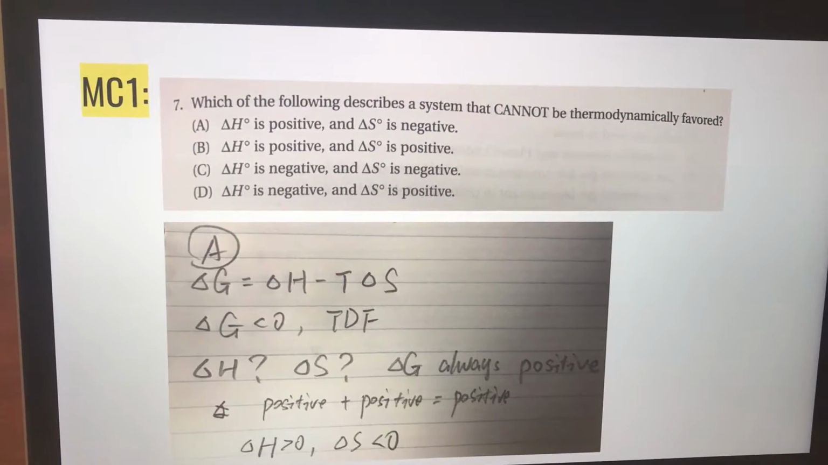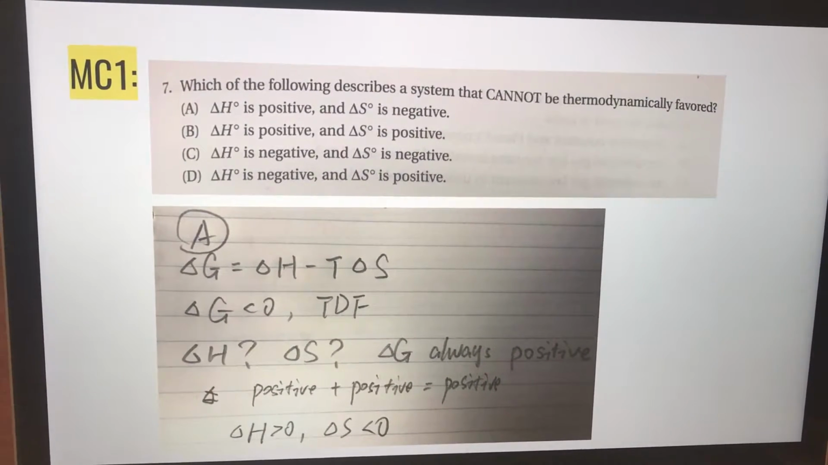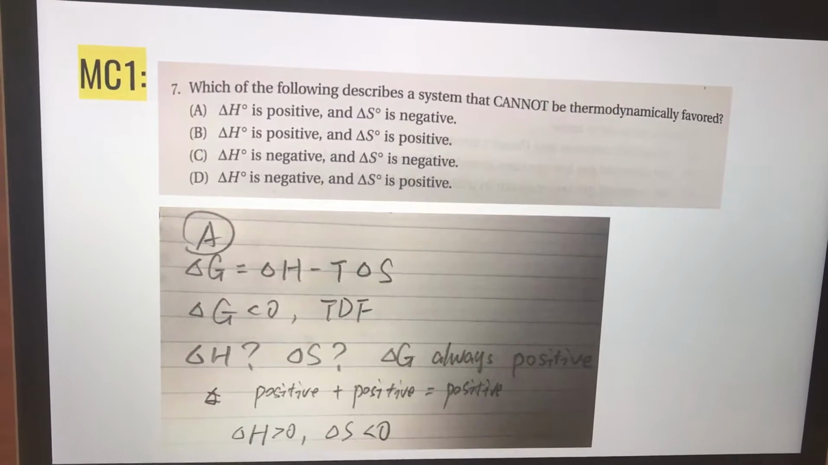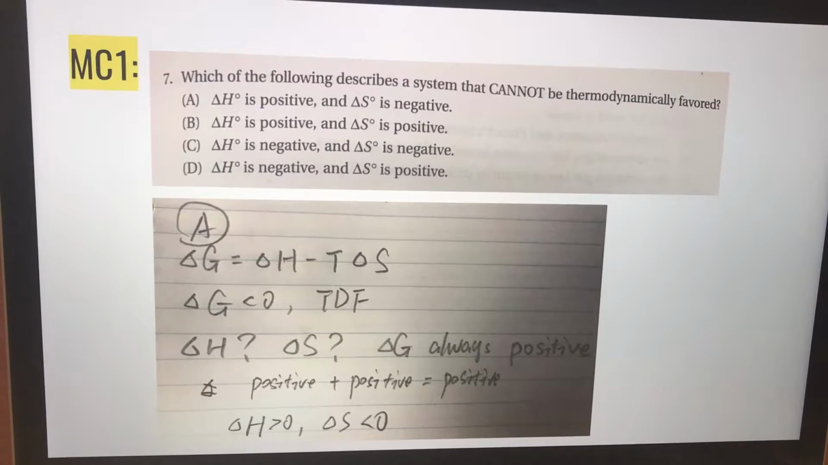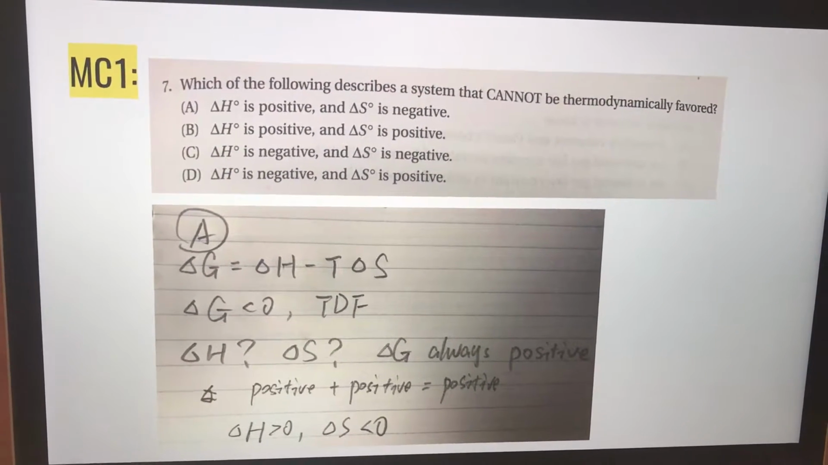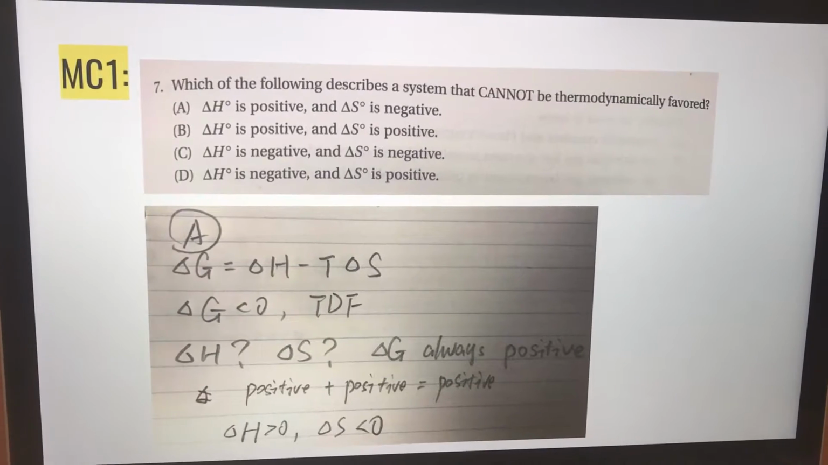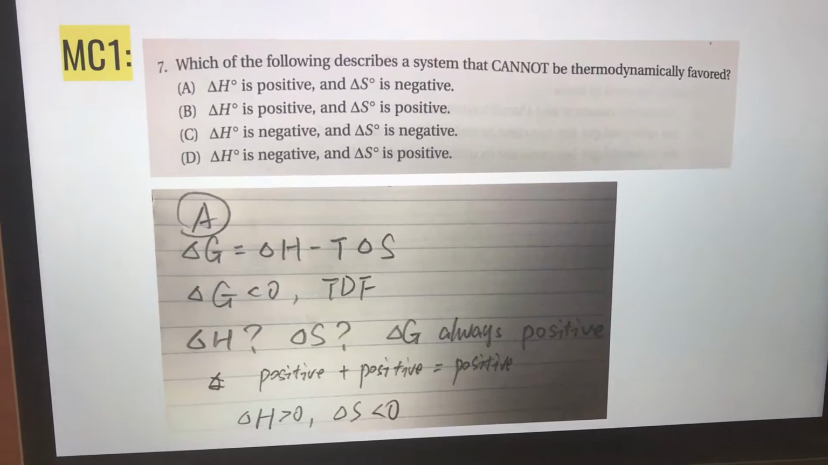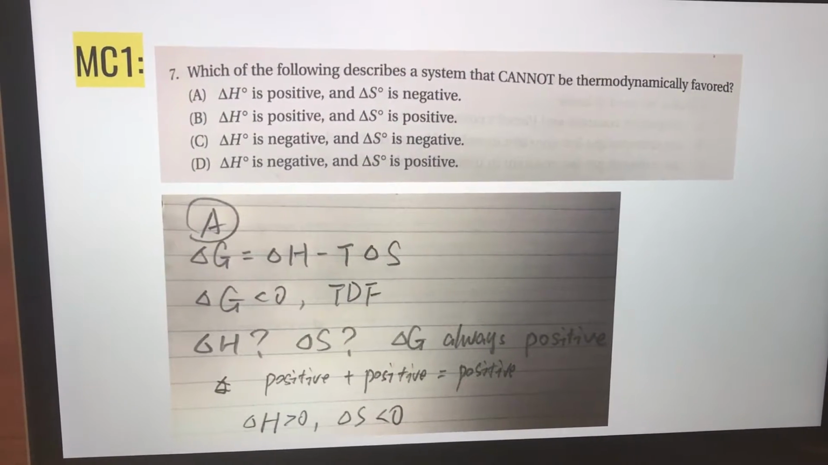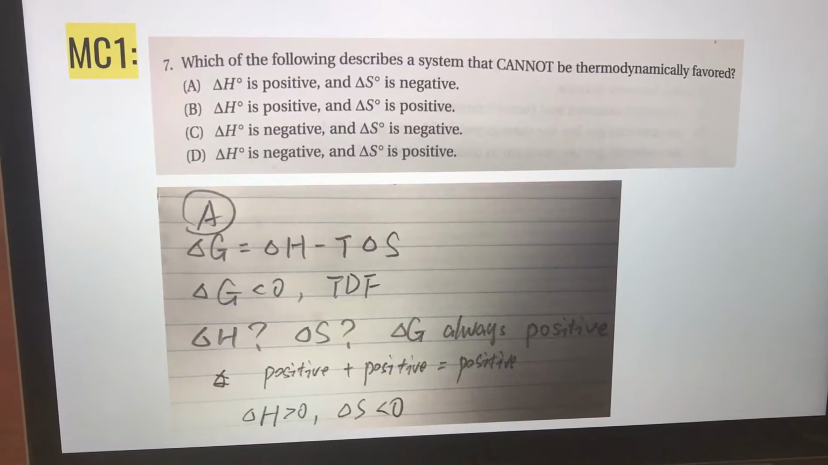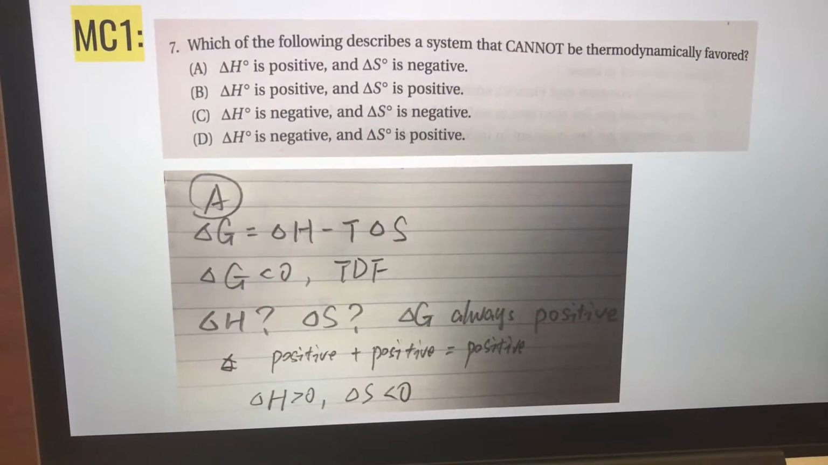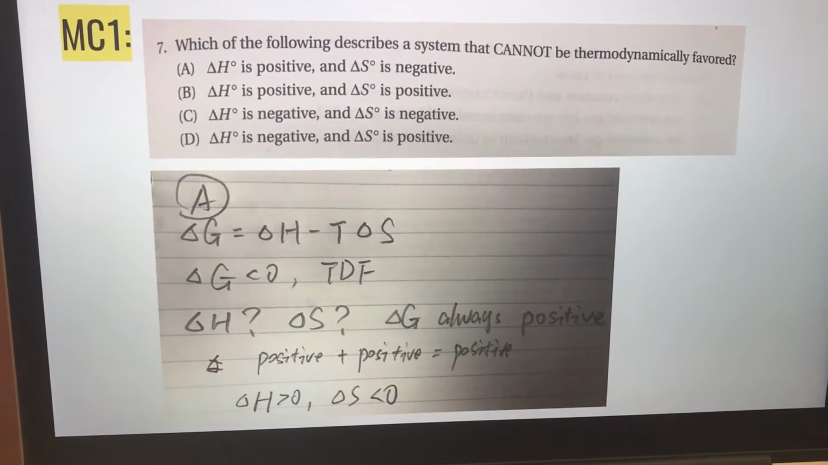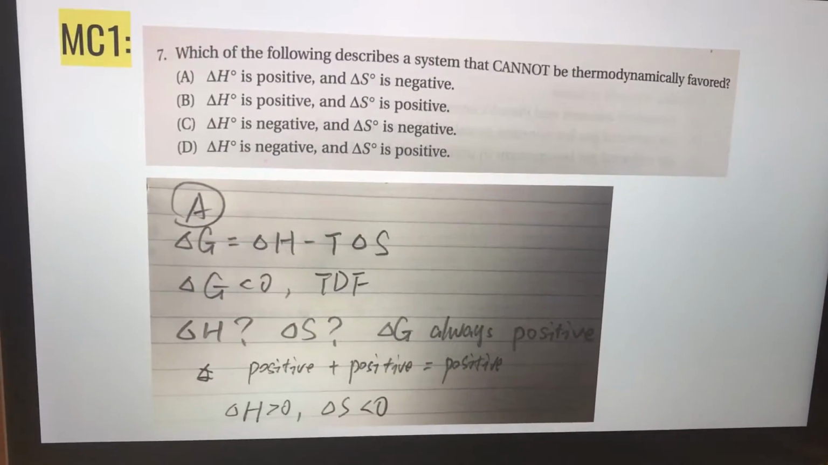Actually, we can think of this question this way, because we know two positive numbers added together will always be positive. So how can we manipulate the formula of delta G in order to make it a positive plus a positive? We can see there's a negative here, so if we make delta S a negative number and delta H is greater than 0, then we can make delta G greater than 0, to make it thermodynamically unfavored. So we can select answer A for this question.